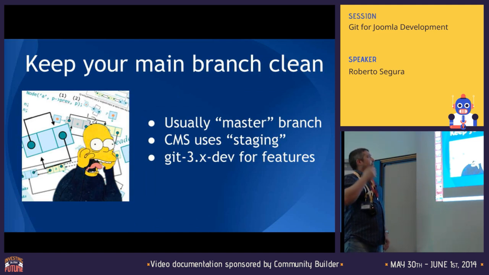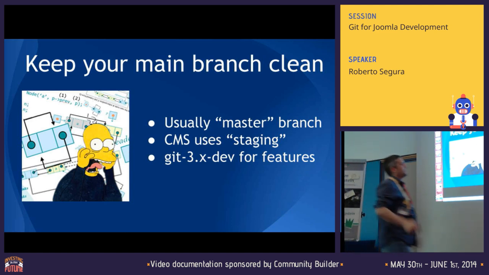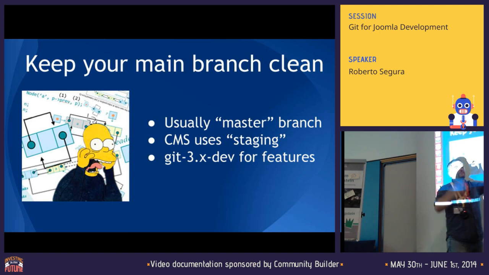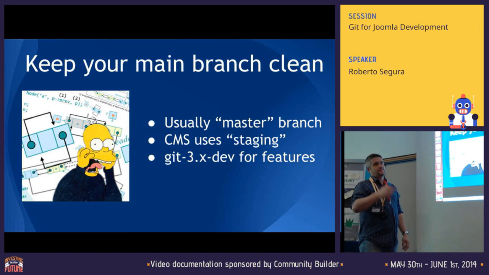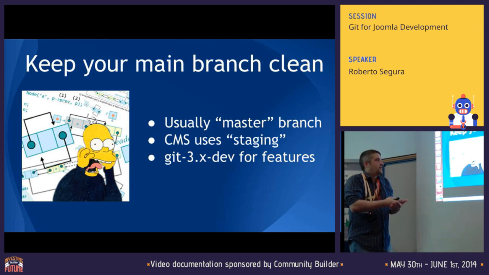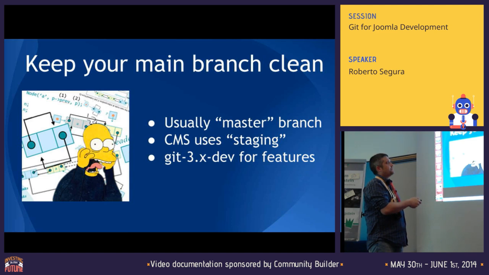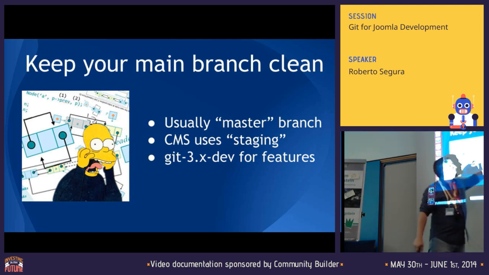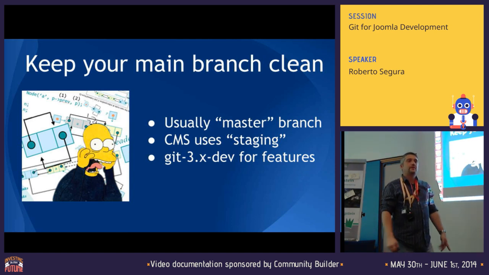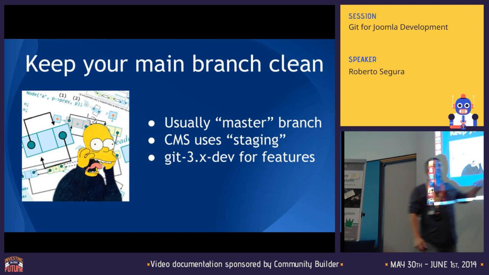As I said, it's very, very important that you keep your master branch clean. And this is the common name of the root branch in all projects. But specifically in Joomla, we have a branch called staging. That's the branch that contains the code that you have to use as your starting point for your contributions. So it's important that you use staging instead of master in Joomla. And then we have another branch that is git dash and the 3.x version. That's the current version in development. So if you are developing a feature that you think will be in the 3.4 series, you always have to take this as the source of your code.